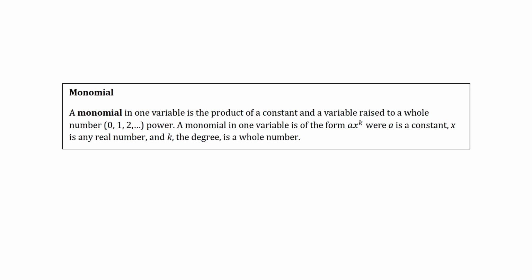First, we have the definition for a monomial. It states here that a monomial in one variable is the product of a constant and a variable raised to a whole number power, such as 0, 1, 2, and so on. A monomial in one variable is of the form ax raised to the k power, where a is a constant, x is any real number, and k, the degree, is a whole number.